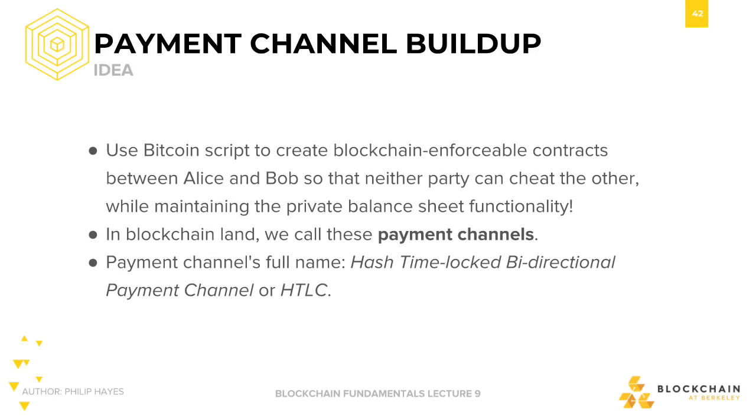So we use really cool commitment schemes and advanced cryptography to create enforceable contracts between Alice and Bob so that they can't cheat on each other, and so that we also maintain that private balance sheet functionality. These payment channels are called hash time locked bidirectional payment channels, or HTLCs, and in blockchain land we call them payment channels just for simplicity.